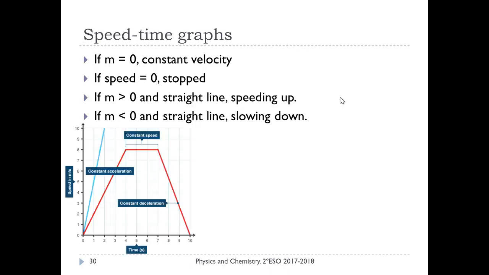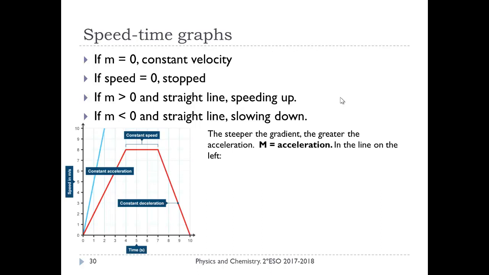For example, in this graph here, the acceleration would be the gradient of each line. So the acceleration on the line on the left would be, using the formula, acceleration equals final velocity minus initial velocity divided by time: 10 meters per second minus 0 meters per second divided by 2 seconds. That's the time it has taken to reach that velocity.